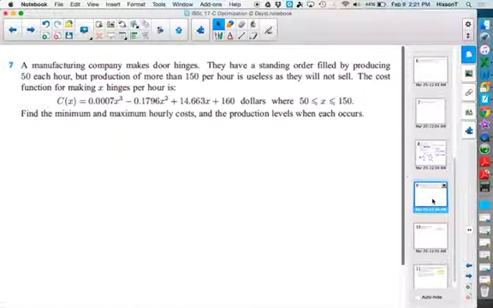All right? The cost function for making x hinges per hour is this. You can see here they have $160 per hour in fixed costs, and then all this is related to the materials and labor. And it says, find the minimum and maximum hourly costs and the production levels when each occurs. So we want a minimum and maximum and our production level.